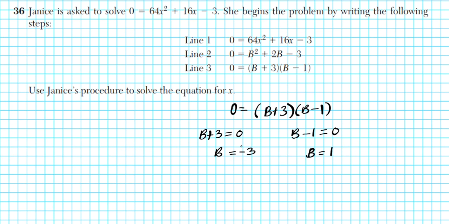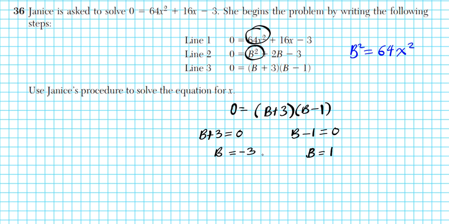Now, if you take a look at line 1 and line 2, Janice made a substitution in order to simplify the factorization process. You have 64x squared, and then you have b squared. So let's go ahead and determine what substitution she made. We have b squared equals 64x squared. So what must b be?